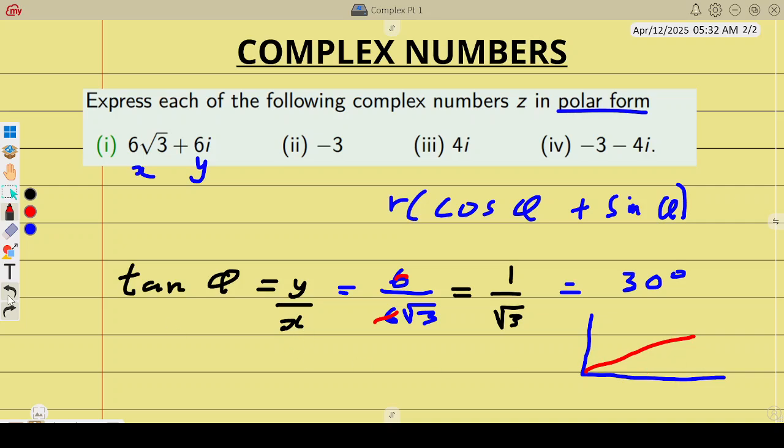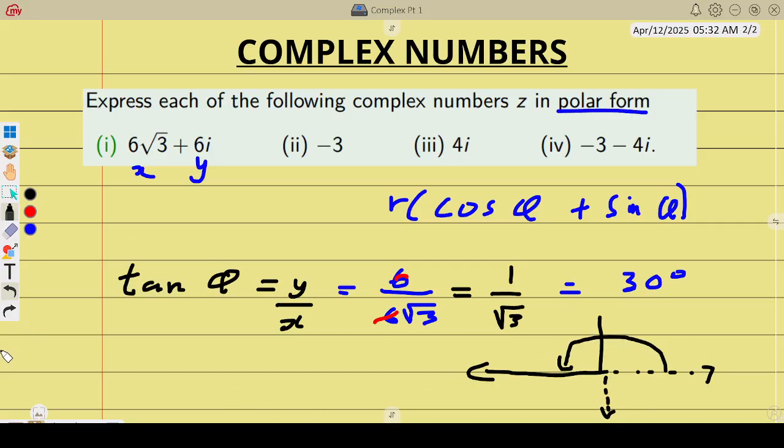So if it happened that x is negative and y is positive, we still have to read from the positive x-axis, meaning we'll start from here going all the way up to there, which would be like a 180. But since it's in the first quadrant, we just take it as it is, 30 degrees. So we're going to say the angle there is 30.